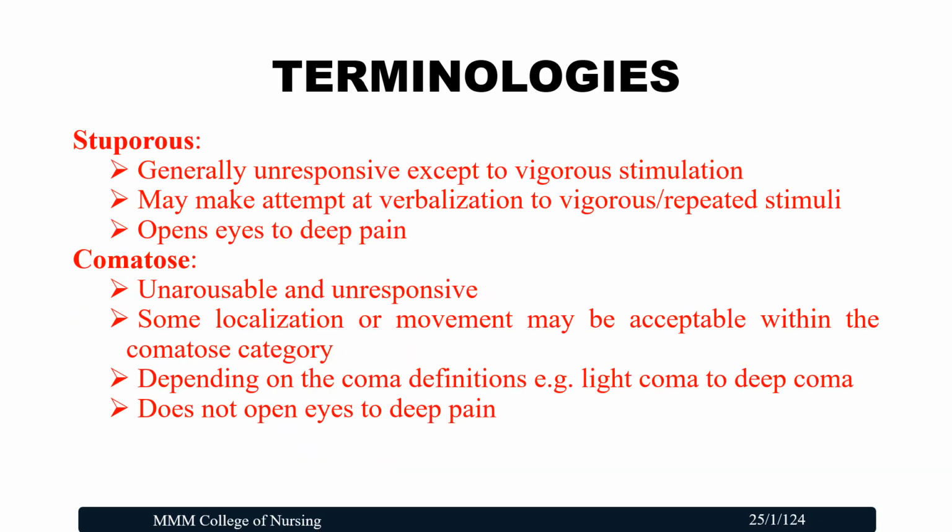Stuporous, generally unresponsive except to vigorous stimulation, may make an attempt at verbalization to vigorous repeated stimulus, opens eyes to deep pain. Comatose, unarousable and unresponsive, some localization or movement may be acceptable within the comatose category. Depending on the coma definitions, for example light coma to deep coma, does not open eyes to deep pain.